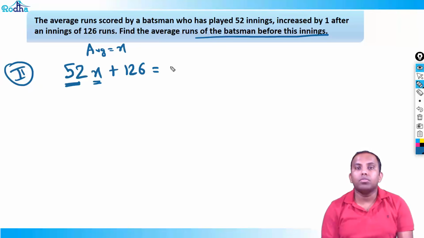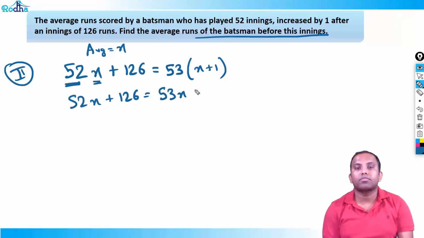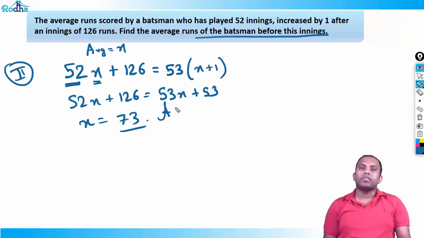Now the average of the whole 53 innings has increased by 1, so it is now X plus 1. So 52X plus 126 is equal to 53X plus 53. That is, X is equal to 73. That's the answer. It is a one line equation.